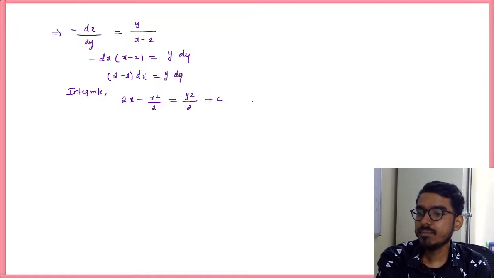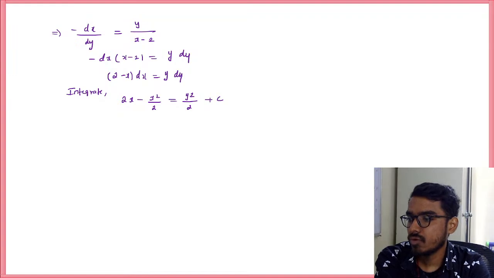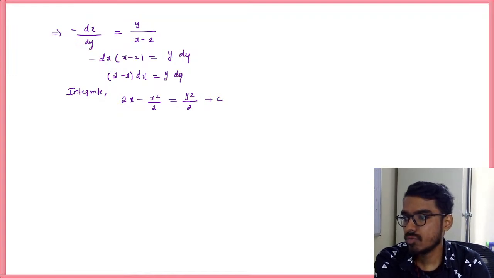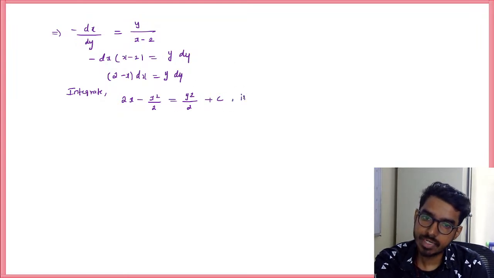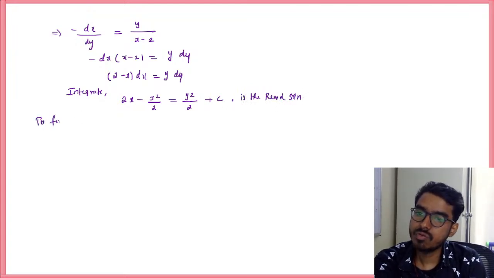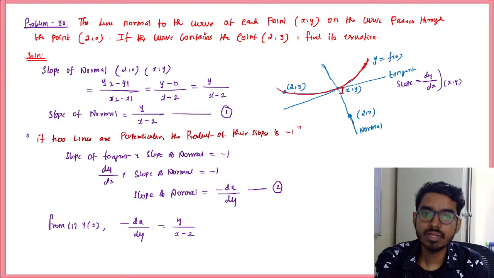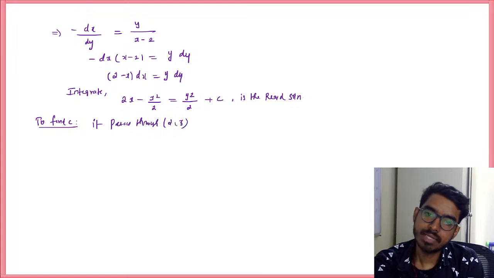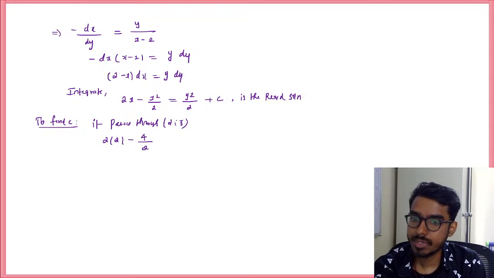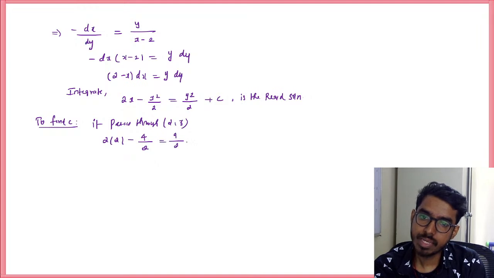This is the required solution, but we don't know what c is. To find c, we know that the curve passes through the point 2 comma 3. That means it will satisfy this equation. So 2 into 2 minus 2 square by 2 is equal to y square by 2 plus c.